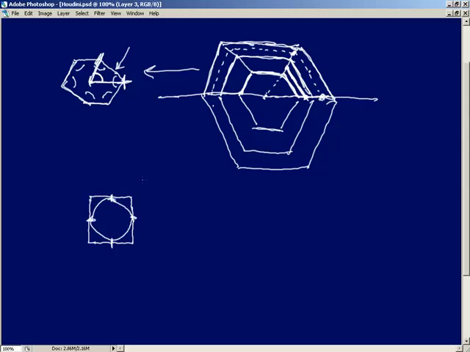Okay? So again, that would be a circle. Here we go with another horrible hexagon. That would sit inside this guy. And this is an inscribed circle.